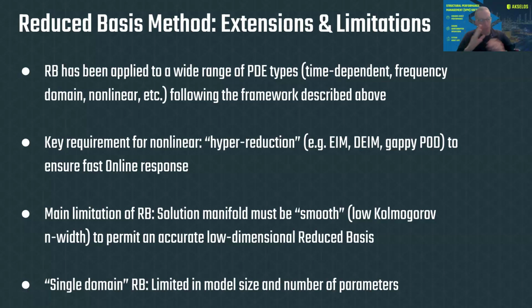So that means you just have one reduced basis for the entire model, and that can limit the scale that you can apply the methodology on. It can also limit the number of parameters, because if you've got too many parameters in your model, it can be very hard to train. You get the so-called curse of dimensionality. It can be very hard to create an efficient reduced basis.